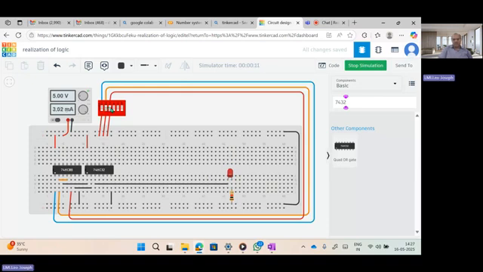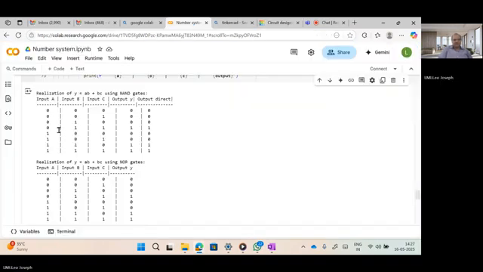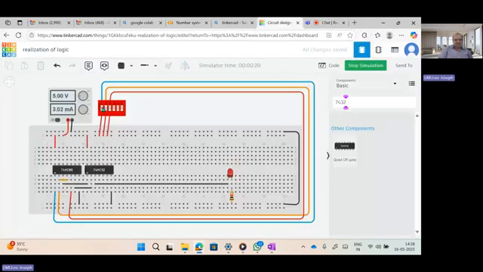So LED is glowing. If I take 1 0 also, it is off. 0 1 0, can check here. 0 1 0, so off. And similarly 1 1 0. 1 1 0 means what we will get? 1 1 0, LED is on. So truth table is verified.